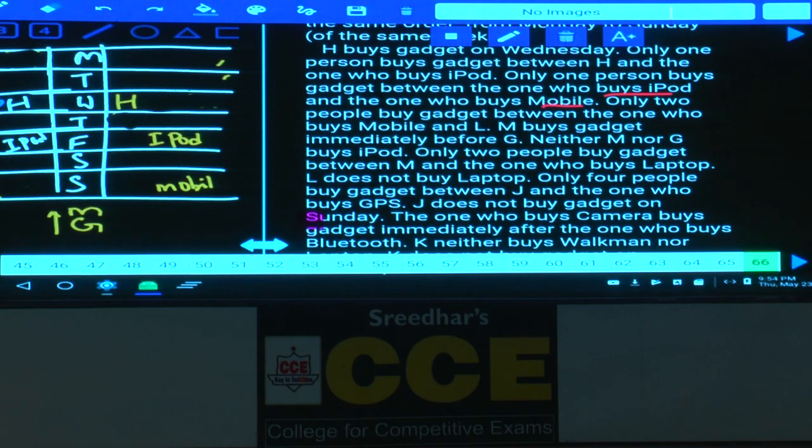Next one, only two people buy gadget between the one who buys mobile and L. Now between mobile and L, we should have exactly two people, L is here. Now in this case, exactly two people between mobile and L is here. And M buys a gadget immediately before G. M and G are adjacent to each other. And neither M nor G buys an iPod. Neither M nor G buys an iPod.